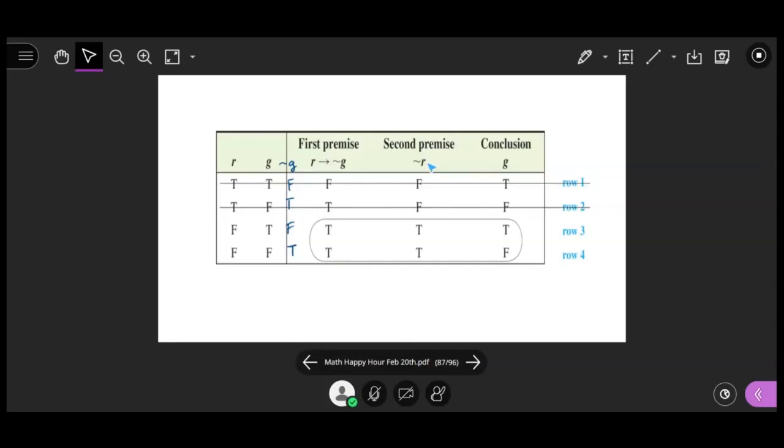Our second premise, we have negation R. So instead of true, we write false. True, we write false. False, we write true. False, we write true. So the only ones we're going to consider is where the premises are both true. So that is the last two rows here. So we say, okay, this is true, true, and true. So that's a good thing. And then true, true, and false. Since we got a false here, then this will make it invalid. In order for it to be valid, this would also have to be true.